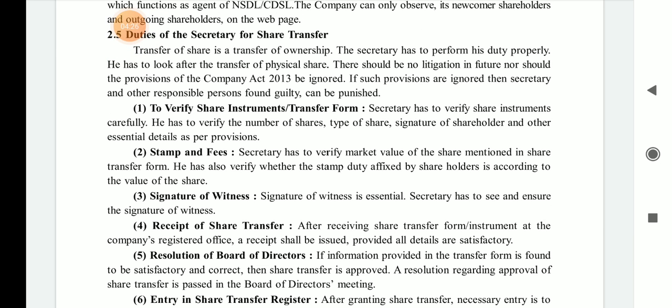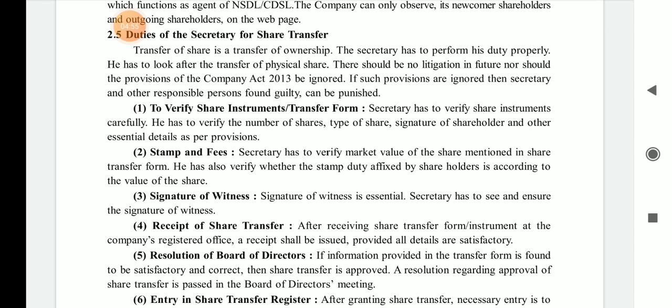Next one is the stamp and fees. The secretary has to verify the market value of the share mentioned in the share transfer form. See, the company secretary has to see the market value of the shares, and whether the mentioned shares are being transferred perfectly or not. It is necessary that the company secretary checks all the necessary details.